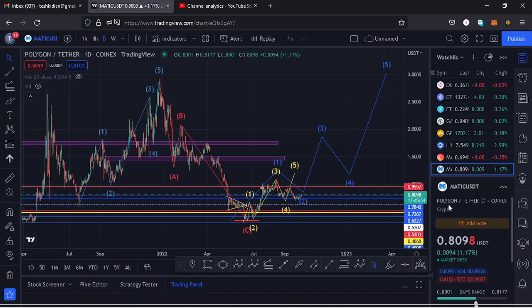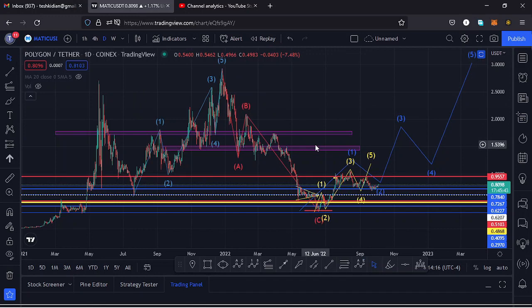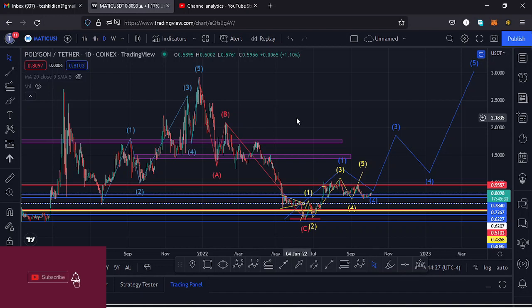I'll be giving you a price prediction update on Polygon Matic, whose current price stands at the $0.8098 mark, and here on TradingView the market is up by 1.17%. And in this video I want to give you the key scenarios that I expect to play out, basing my analysis on the Elliott waves and the Fibonacci's, and also the key areas of support and resistance, and also draw out the key chart patterns that you have information on this chart.